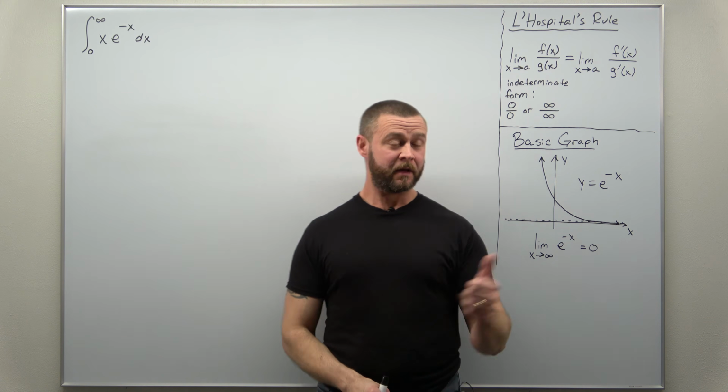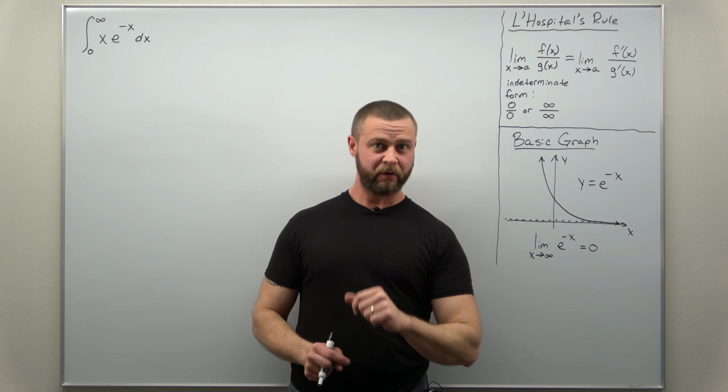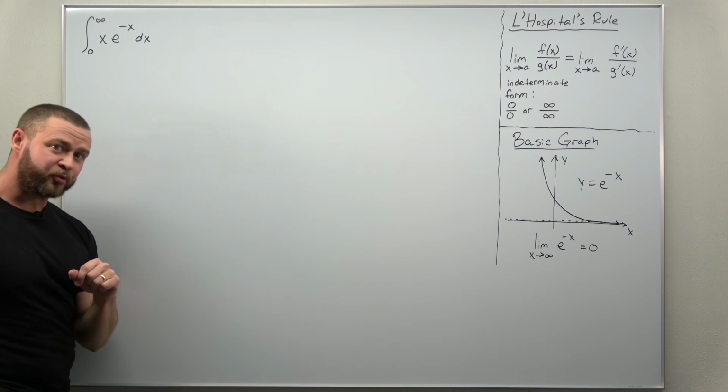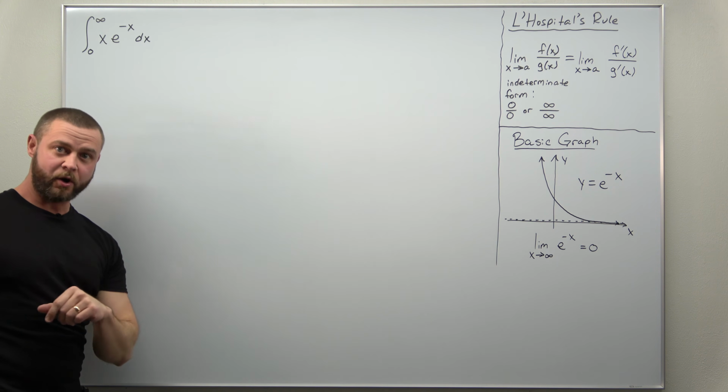This involves integration by parts, L'Hopital's rule, and a basic graph. So let's get started. We'll take our time. This is the first type of improper integral. You can see the infinity in the integral sign. We know what to do.